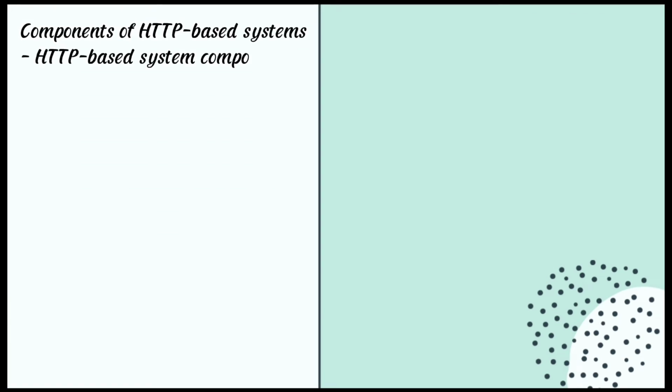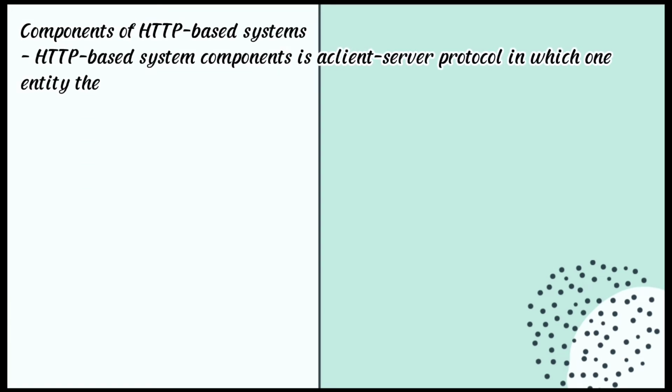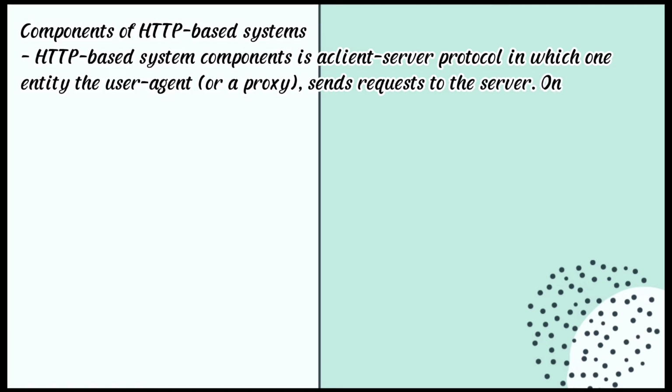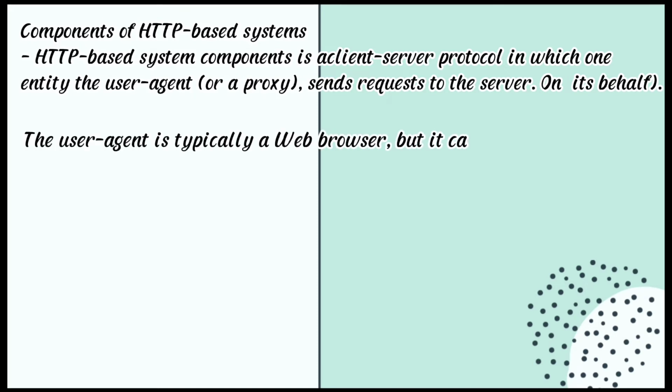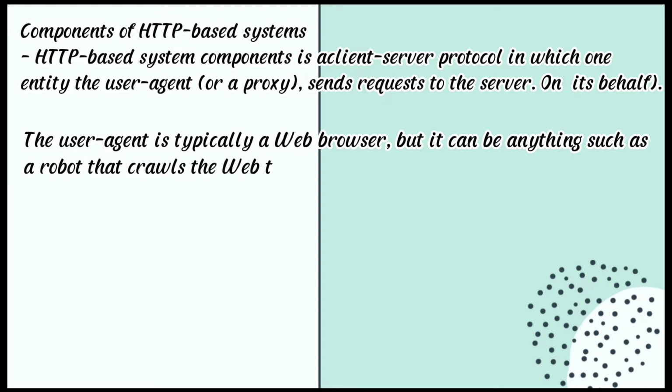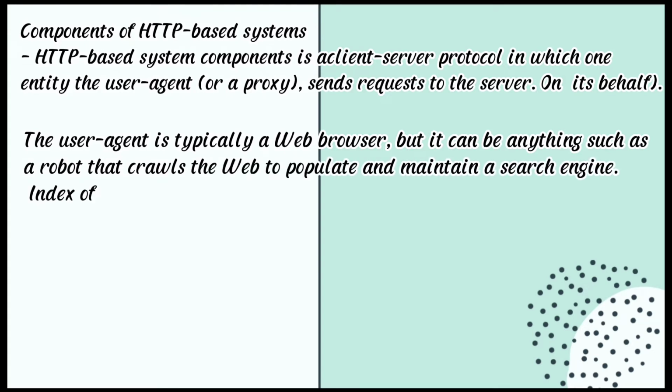Components of HTTP-based systems. HTTP is a client-server protocol in which any entity, the user agent or a proxy, sends requests to the server on its behalf. The user agent is typically a web browser, but it can be anything, such as a robot that crawls the web to populate and maintain a search engine index.